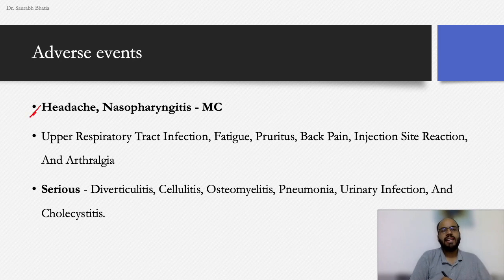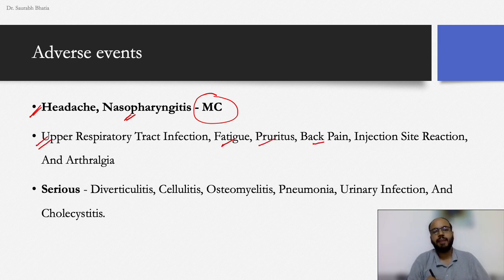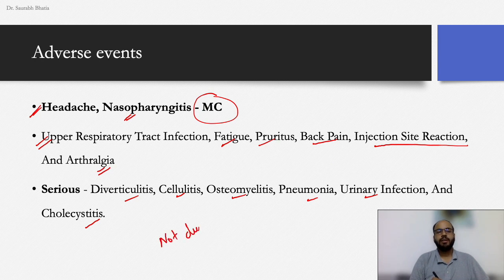Regarding adverse effects, headache and nasopharyngitis were found to be the most common adverse events after Ustekinumab. Other infections like URTI, or fatigue, pruritus, back pain, injection site reactions, arthralgias have also been reported. Okay. Serious side effects like diverticulitis, cellulitis, osteomyelitis, pneumonia, urinary infection, and cholecystitis have also been reported in individual case reports. However, the appearance of these side effects is not related to duration. These are not duration related, and these are also not dose related. Okay, so whatever the dose, whatever the duration, it can appear at any given point of time.